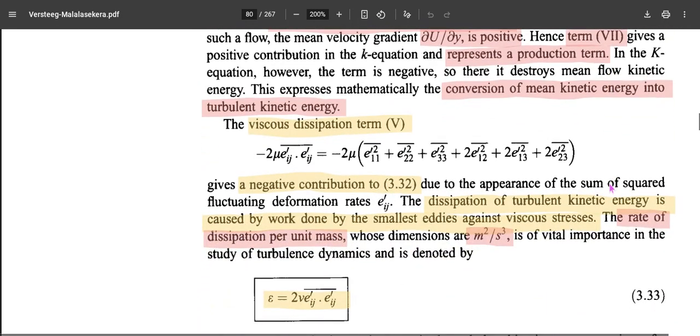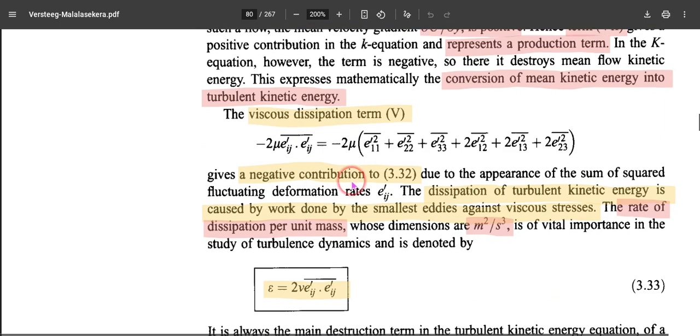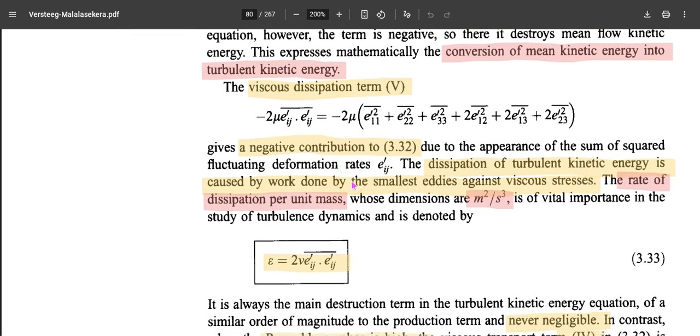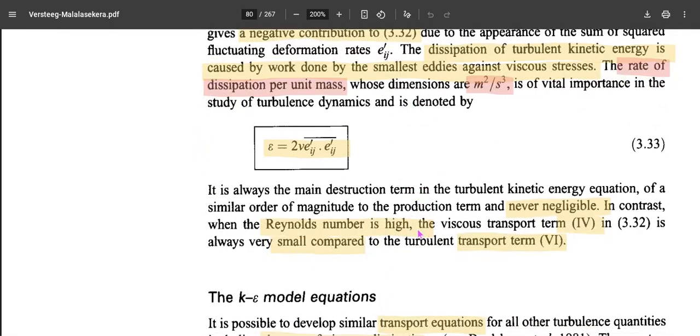Similarly, we have viscous dissipation terms in the 5th term, which has negative contributions, and this is called dissipation. This kinetic energy is dissipated, after the large eddies bring energy into this kinetic energy. Similarly, small eddies take energy from the fluctuating kinetic energy into viscous thermal effects. That is captured by epsilon, which is called the viscous dissipation.